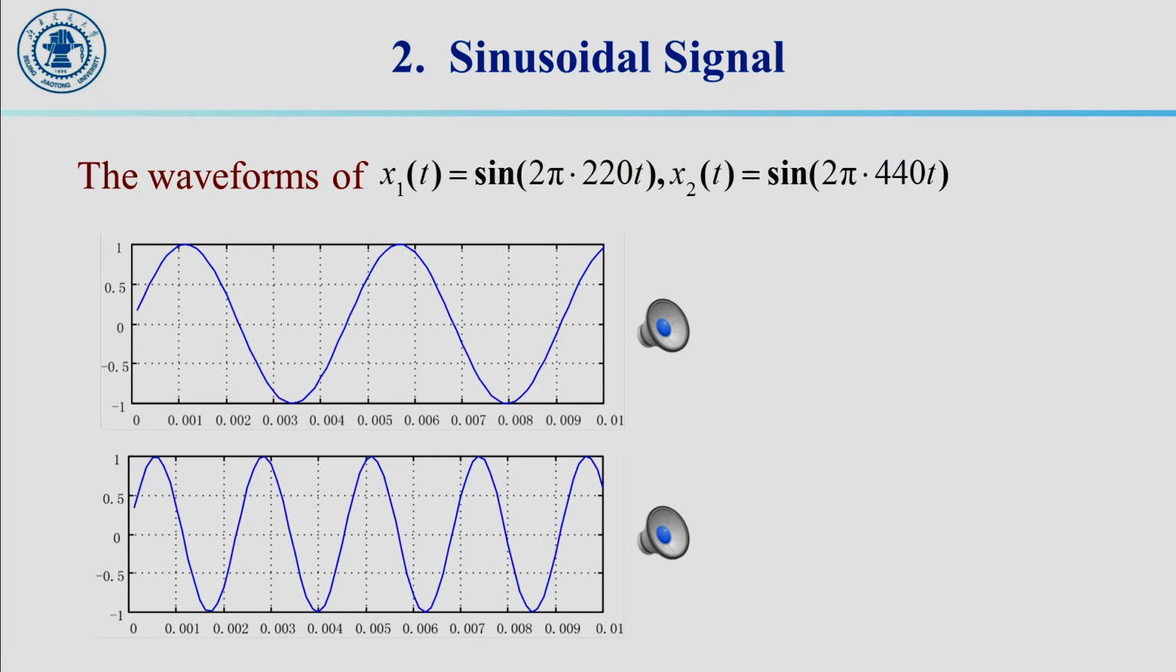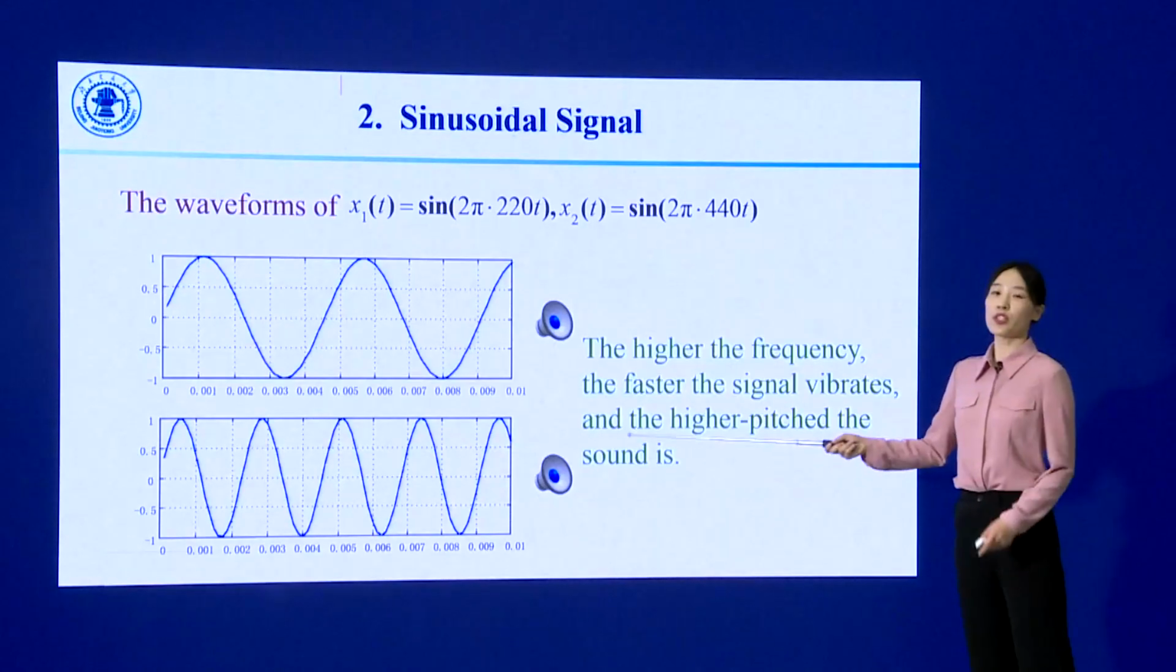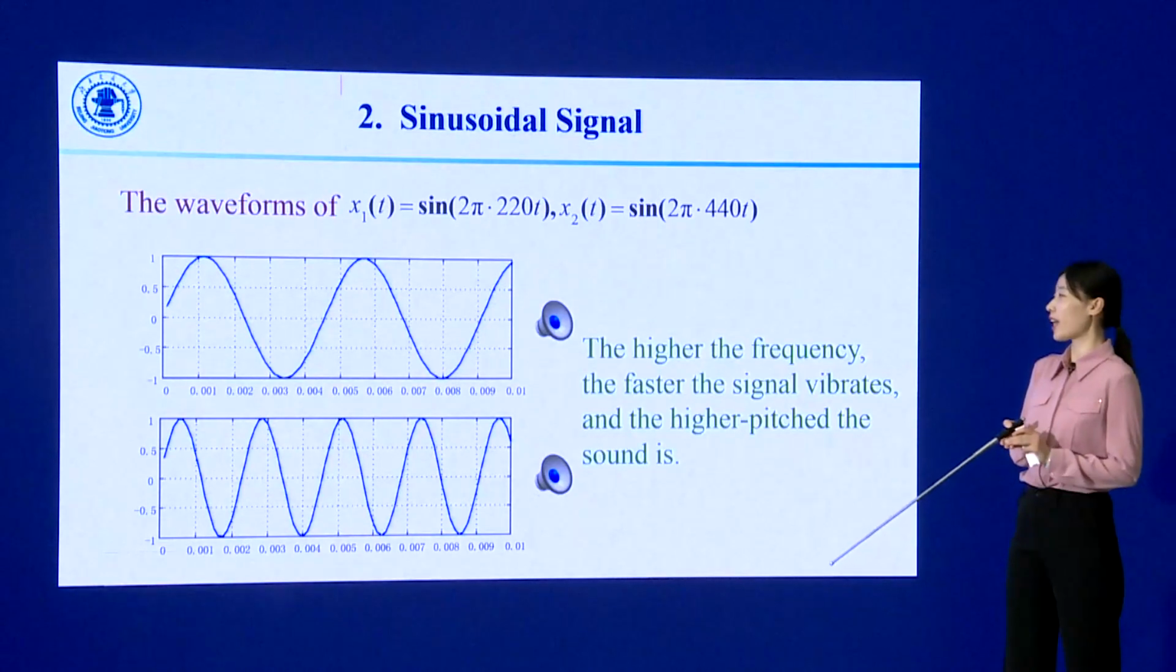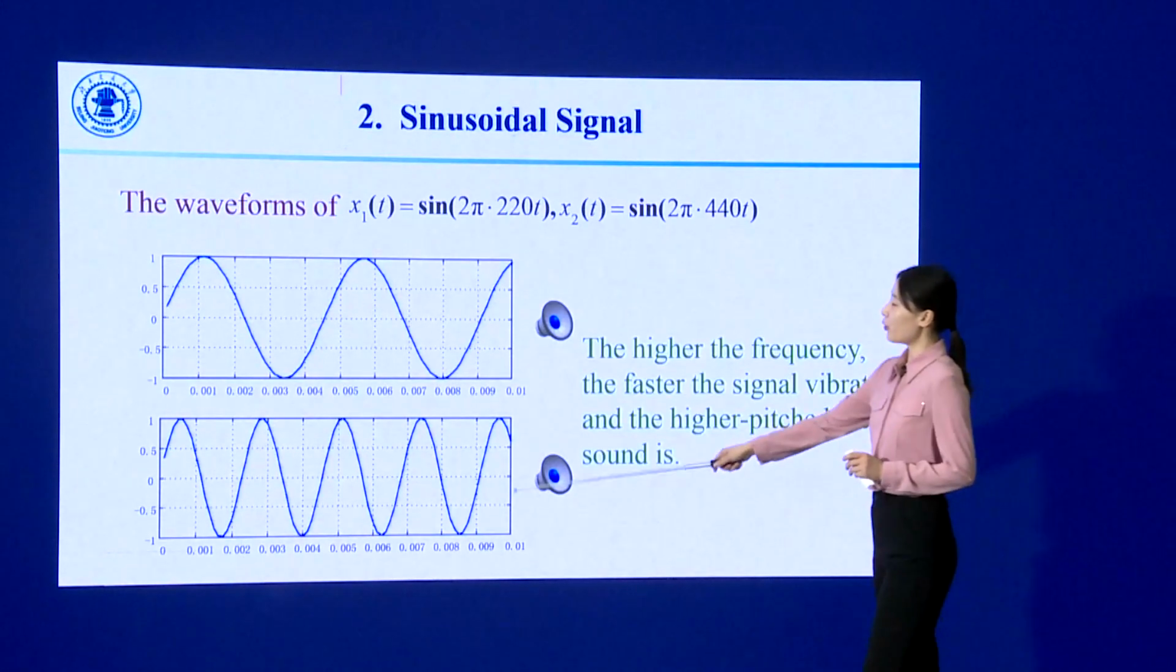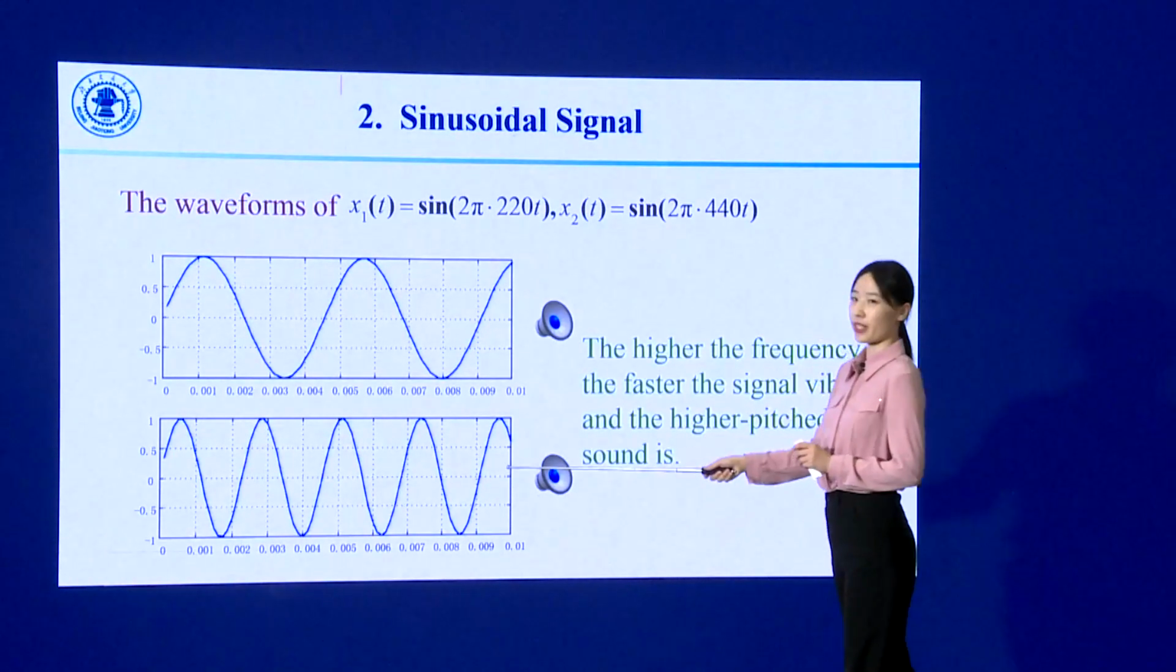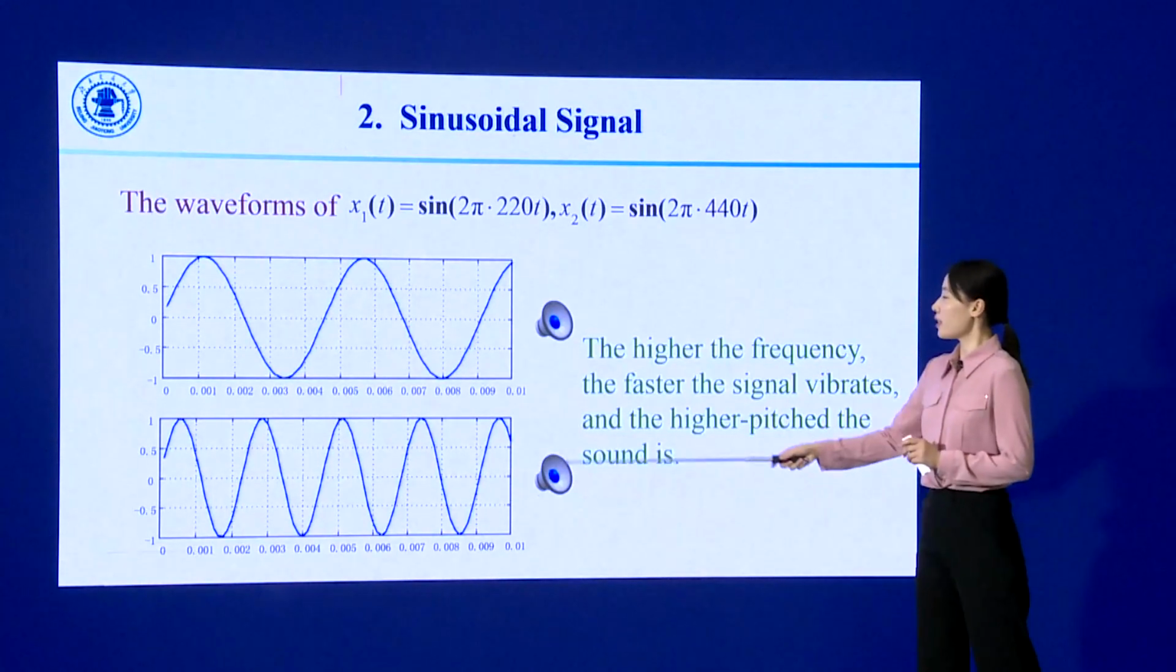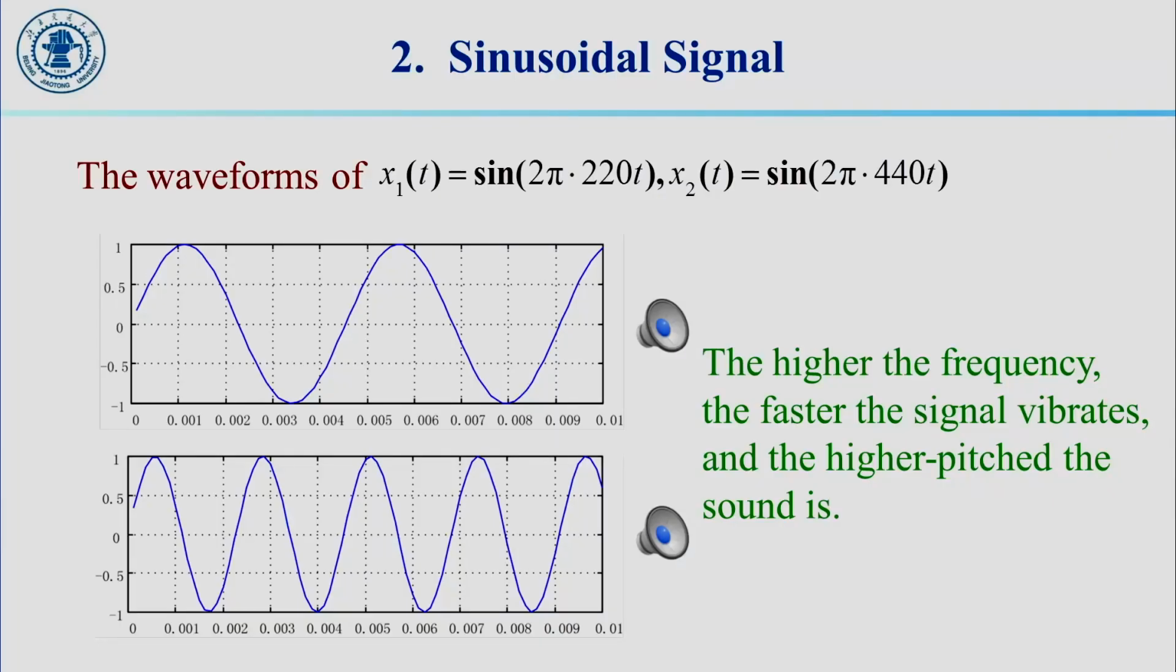Here are two sine signals with different frequencies. Now let's listen to these two sounds. Listening to these two sounds, we can conclude that this signal has a higher frequency. We can find that this signal vibrates faster and has a higher pitch.